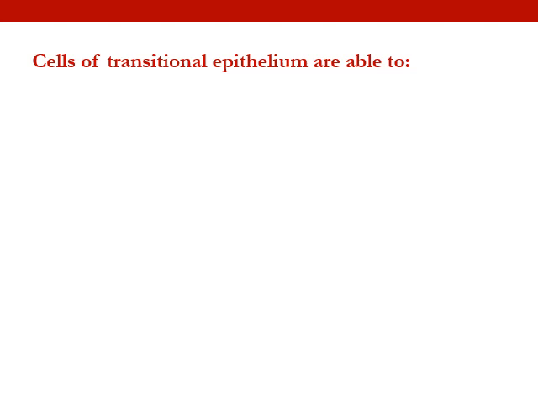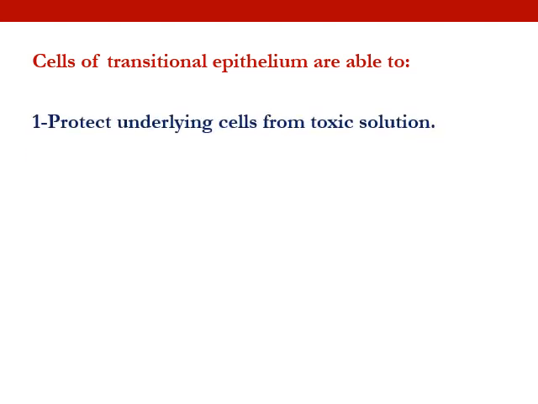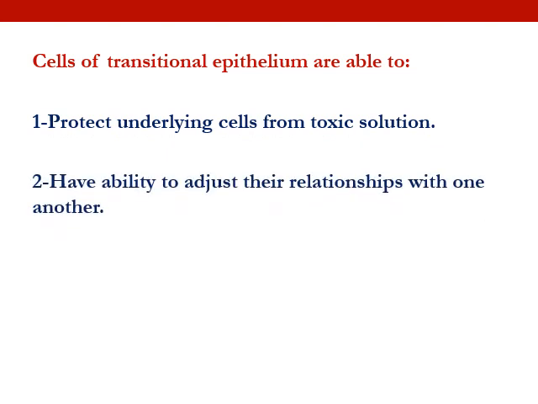The cells of transitional epithelium are able to protect the underlying cells from the toxic solution and have the ability to adjust their relationships with one another. When the bladder fills, the wall is stretched. A distended bladder seems to have fewer cell layers than an empty bladder.